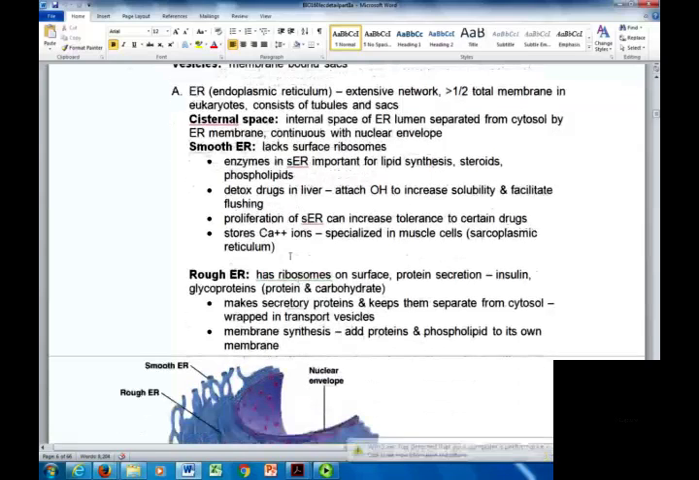So it can store calcium ions. It's called sarcoplasmic reticulum in muscle cells, and that's what it does, is store the calcium ions that you need for muscles to be able to contract.